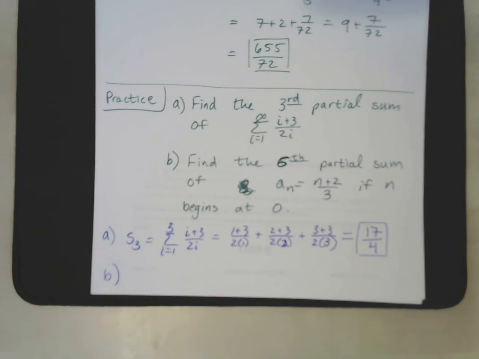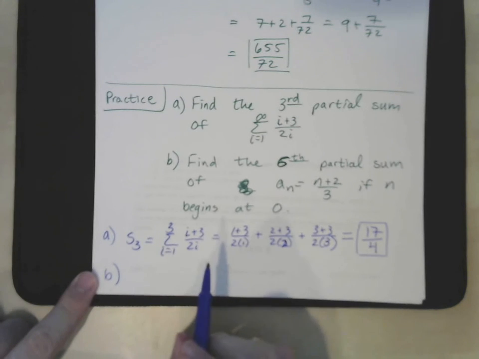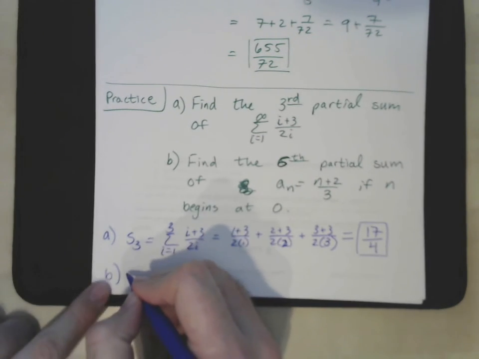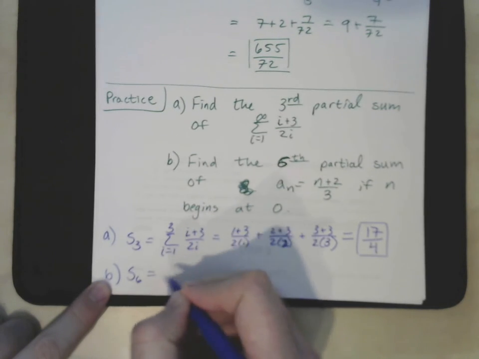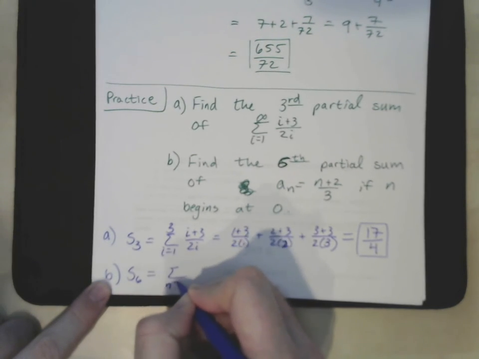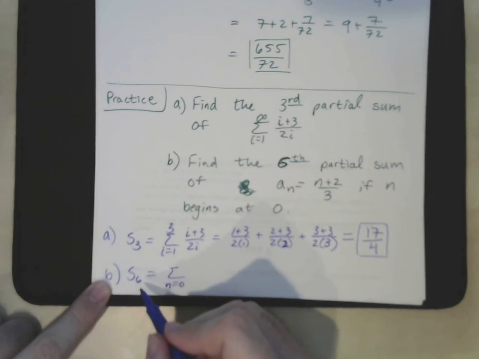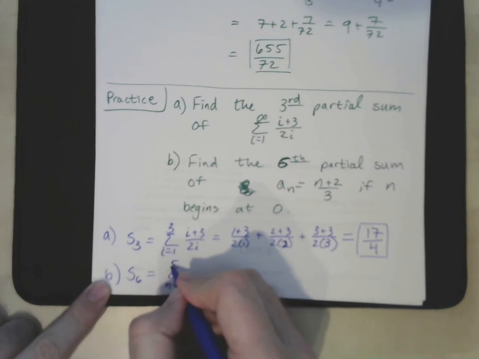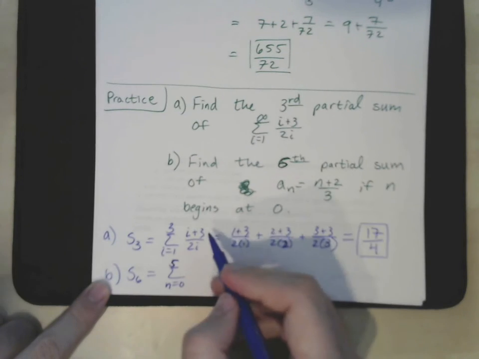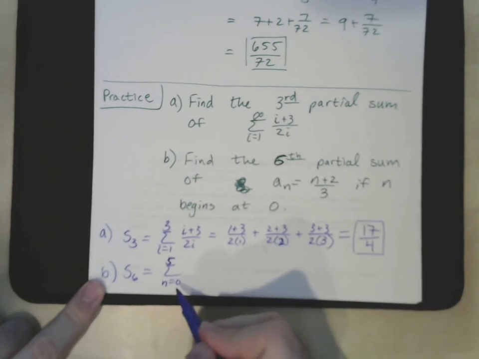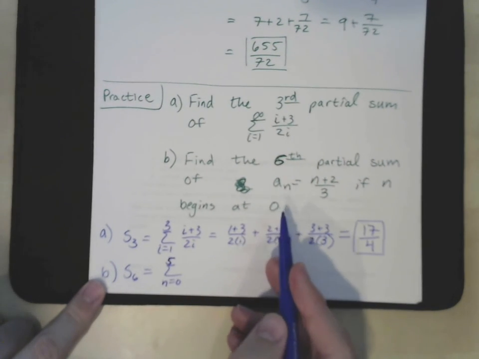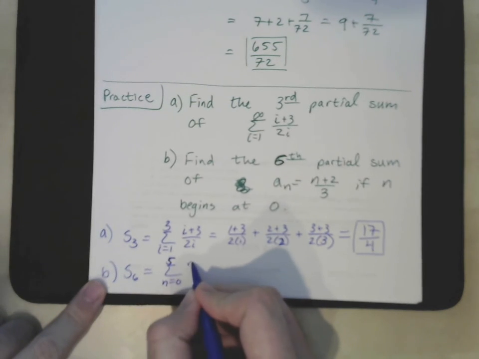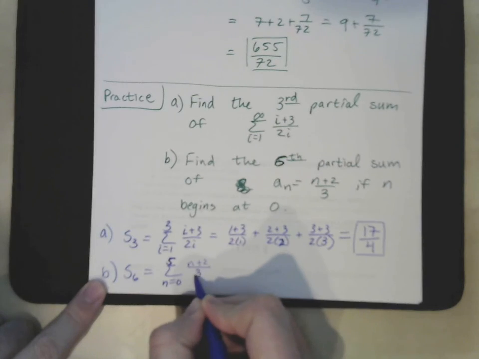Now part B, I tried to trick you just a little bit here. So the 6th partial sum beginning at 0, that's S6, the sum from n equals 0. Now the 6th partial sum, if we start at 0, only counts up to 5. So that's why we have to be careful when we have these restrictions. The first 6 terms when we start at 0 are 0, 1, 2, 3, 4, 5 in (n plus 2) over 3.